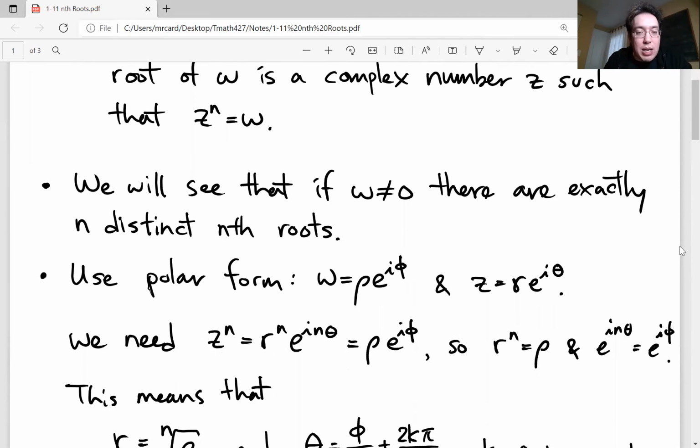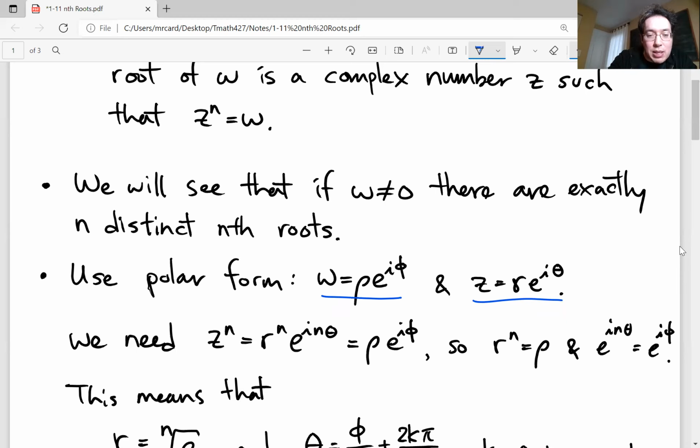Okay. To do this, we're going to need to use the polar form. So let's say W is the number that we want to take the nth root of, and Z is the nth root of W. So Z to the nth power should be equal to W. Let's write that down in a formula. It's easy to raise powers in polar form, so that's why we're using it.